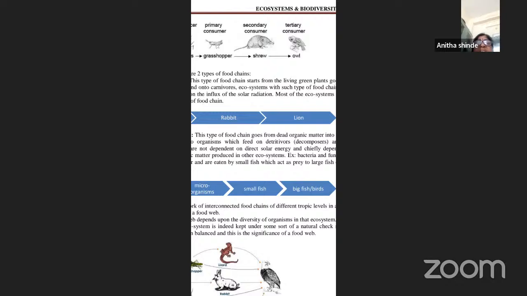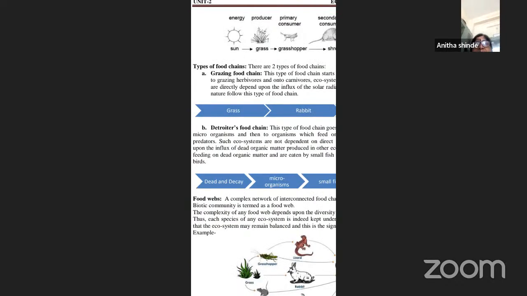So this is called the detritus food chain. In general, we can say there are two types of food chain. One is called a grazing food chain, and the other we call a detritus food chain. The grazing food chain depends directly on the solar energy, whereas the detritus food chain does not depend on the solar energy.